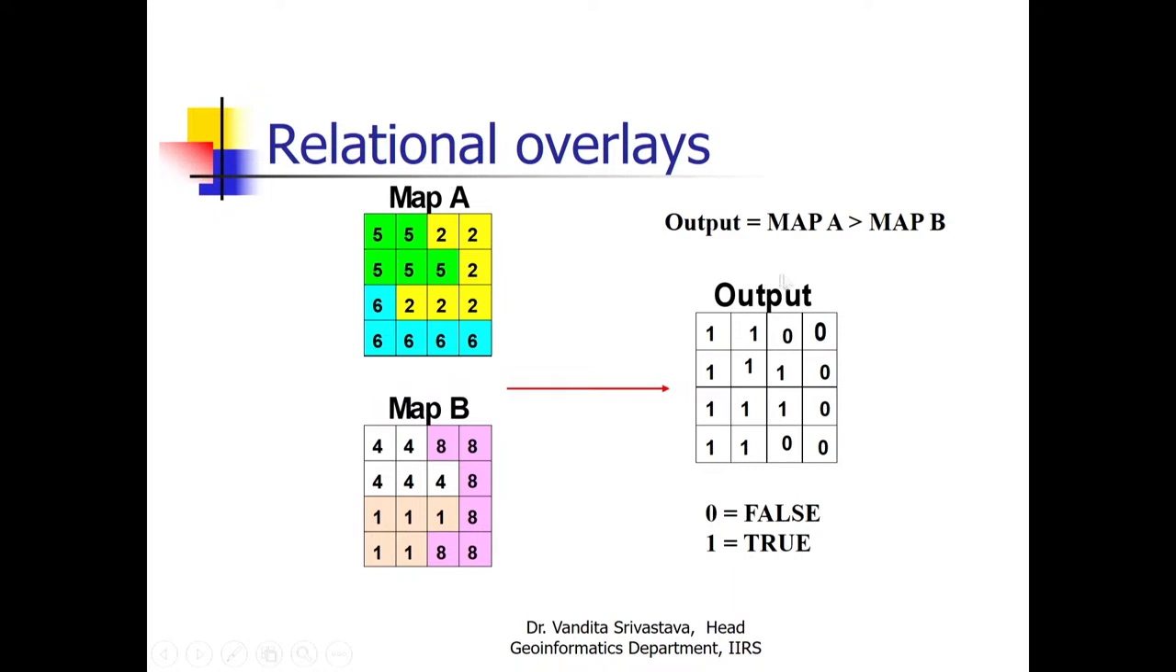Now you have relational overlays, like using the relational operators. Here is a comparison statement, output is equal to map A greater than map B. So if this statement is true, then you will get a 1, else you will get a 0. So here map A is 5, map B is 4, and map A is greater than map B. This condition is true here, so you get a 1. But wherever it is not true, like this is 2, this is 8, so this condition is false, so you get a 0.